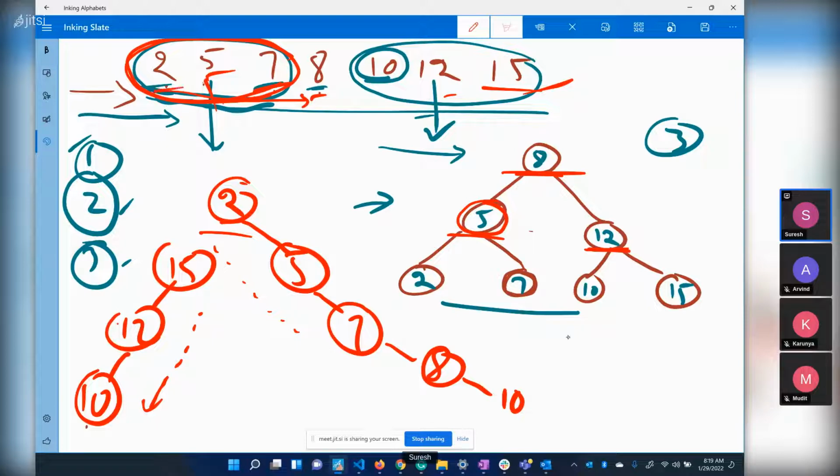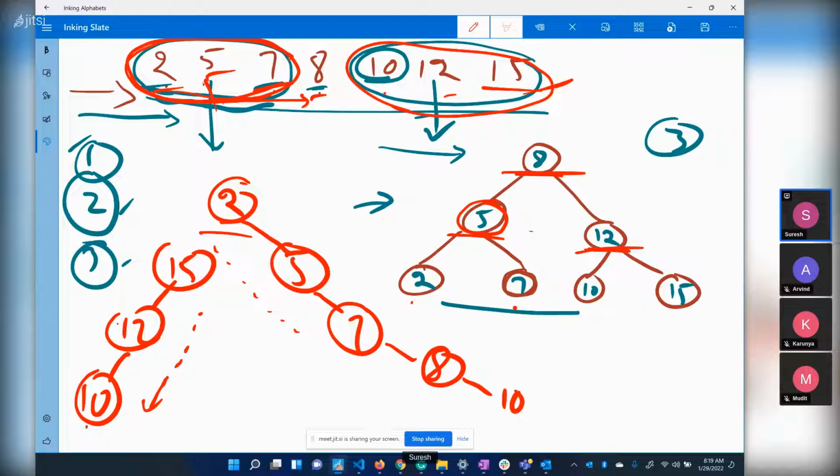And again, same thing. 2 and 7 here. Same thing on the right side. So take the rest of the elements in the array, find the mid, and create a root for the left subtree, and then do the same thing. Recursively, you do the same thing for left and right.